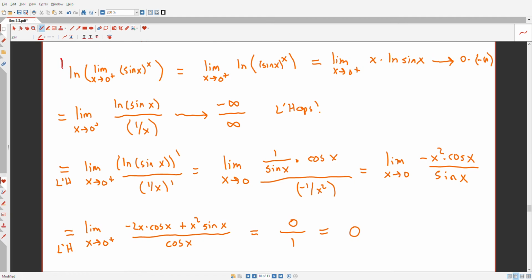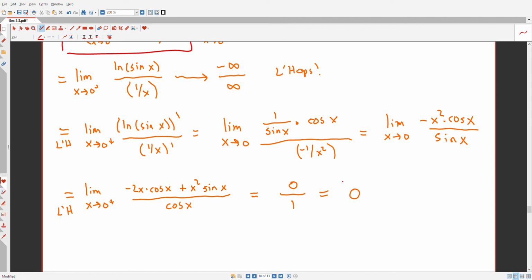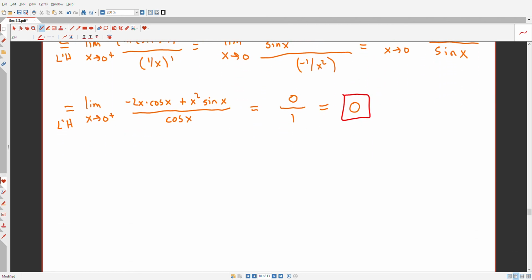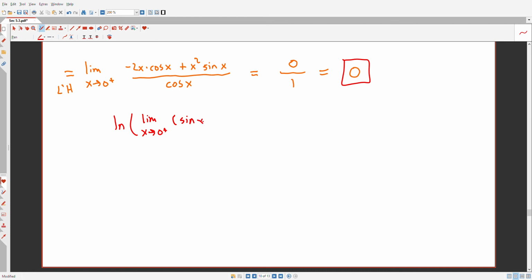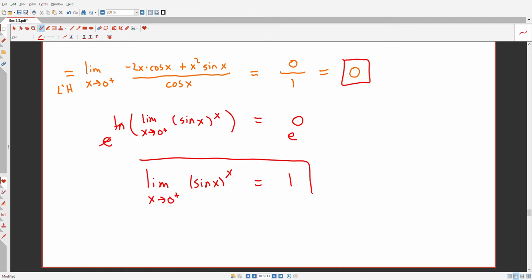What we have, and this is why I always introduce this, we found the natural log of the limit equaled 0. So we've got to undo that natural log. So we found that the natural log of the limit as x went to 0 from the right of sine of x to the x, we found that the natural log of this limit was 0. So now I've got to do e to the both sides. These will cancel, and I will get that the limit I'm after is just e to the 0, which is 1. That's my final answer.